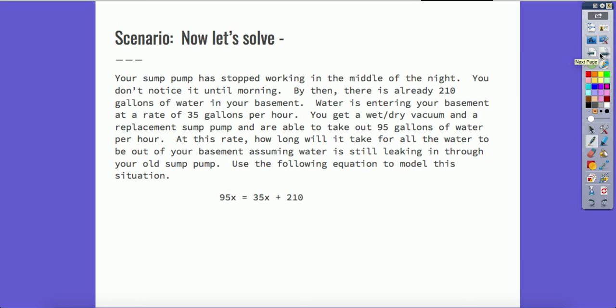So now let's solve this scenario that we started out with at the very beginning. We've got our sump pump again, it's not working. Water is leaking in at 35 gallons per hour. There's already 210 gallons down there. So we've got that represented right here. We figure out the problem, there's a leak, and we get a new sump pump plugged in, and it's pumping water out. We also have a wet dry vac, and we're trying to clean up the carpet and everything, and we're taking water out at 95 gallons per hour.